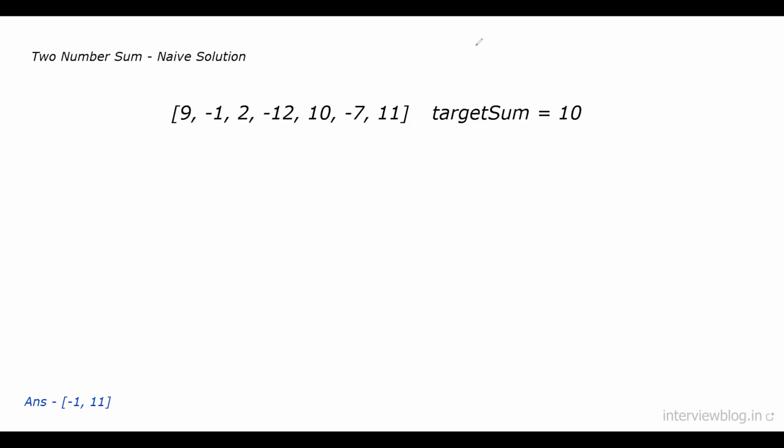In simple terms, in this approach, we will be generating all the pairs of numbers one by one, and we will be checking if any of that pair is equal to the target sum. If we find any pair that is equal to the target sum, then that pair is returned as our answer. So to generate the pairs, we will be using two for loops.